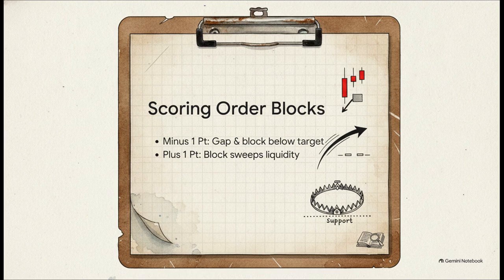Finally, be on high alert for the retail support trap. If you see retail traders building obvious support lines right above your zone, realize their stop losses are sitting directly underneath. Smart money will inevitably push the price down to grab those stops before finally tapping your valid block.